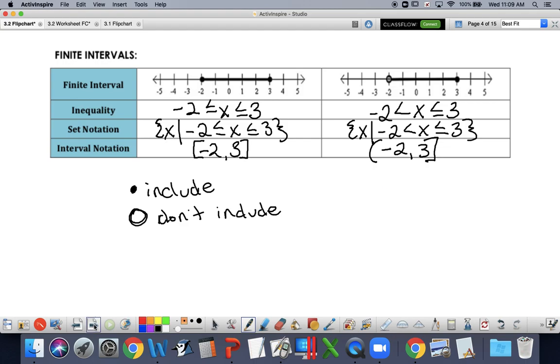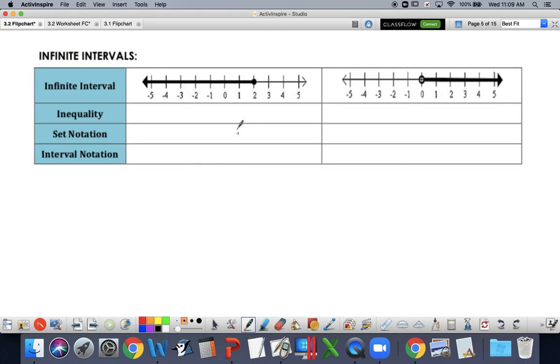Now let's look at an example where I have an infinite interval, where things go on and on and on forever, right? I'm shading everything in down here, and I'm shading everything in up here. There's a couple different ways that you can write these notations, and I just highly recommend you go with the one that you like the best.